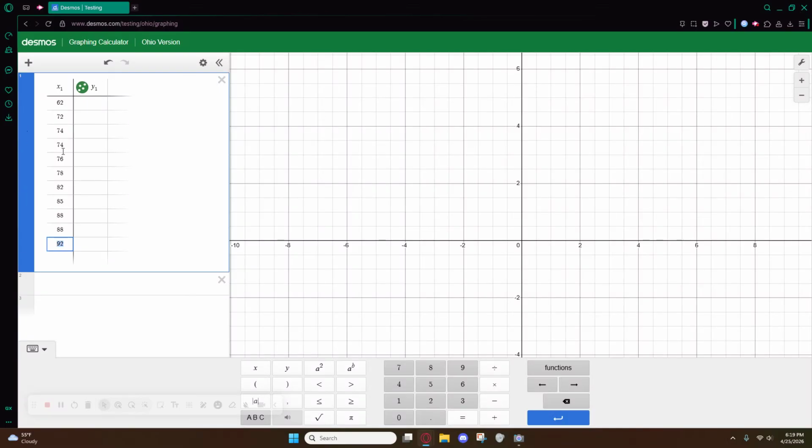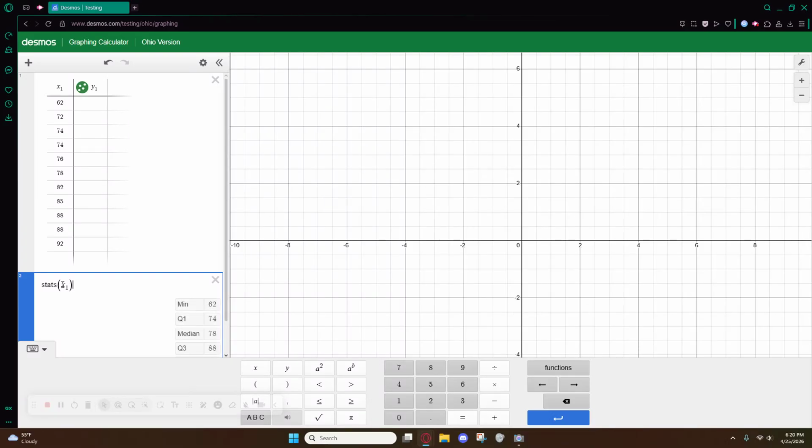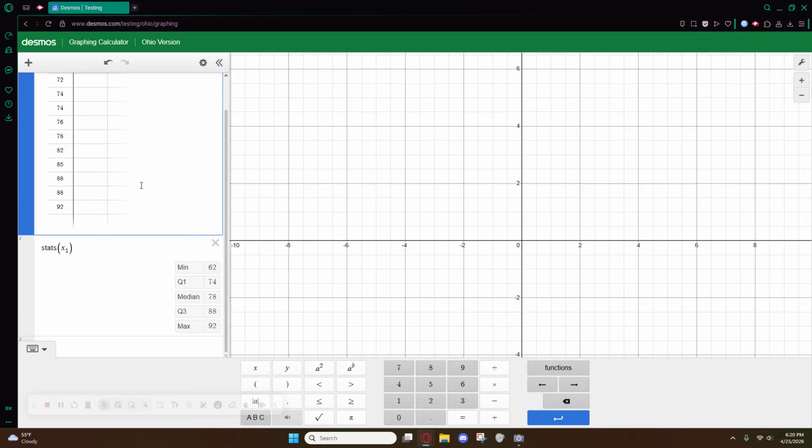Those are our 1, 2, 3, 4, 5, 6, 7, 8, 9, 10, 11. Is that 11? 2, 3, 4, 5, 6, 7, 8, 9, 10, 11. 11 points of data. And now on Desmos, you can hit this wonderful button called Stats. You just type in stats. I'm putting in X1 because the name of the column with my data is X1. So this will give me my 5-number summary.